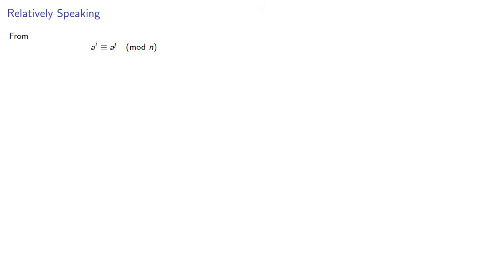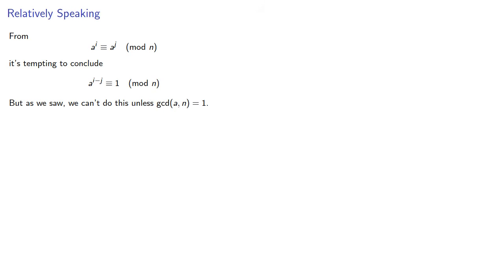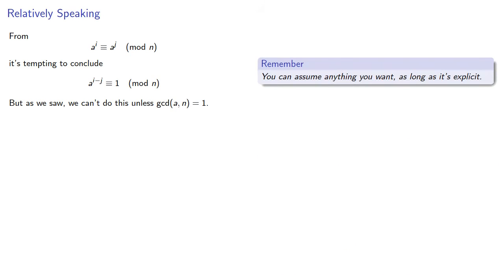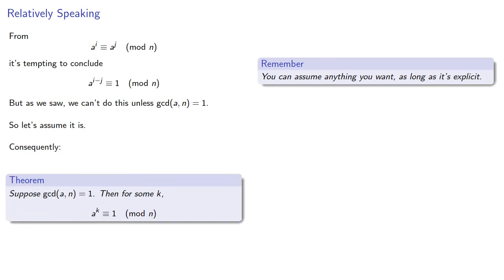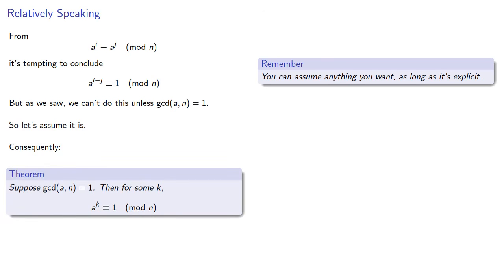Now, from a to the i congruent to a to the j, it's tempting to conclude that we can divide out this a to the j, and so we get some power congruent to 1. But we've already seen before we can't do this unless the greatest common divisor of our base and our modulus is 1. But you can assume anything you want as long as it's explicit, so let's assume that it is. Consequently, suppose the greatest common divisor of a and n is 1. Then for some k, a to the power k must be congruent to 1 mod n.